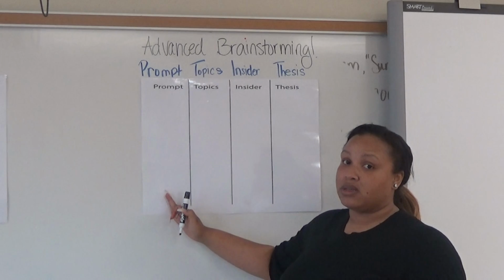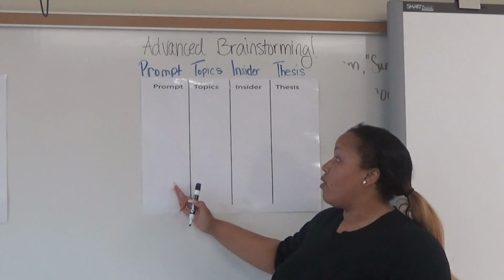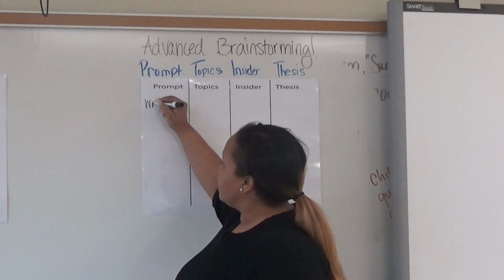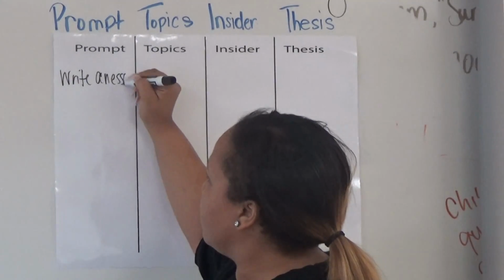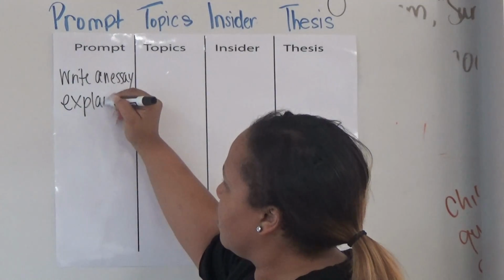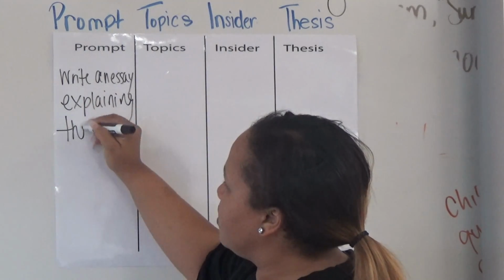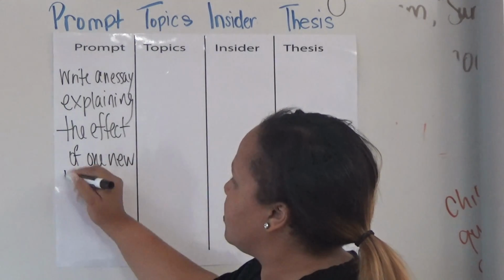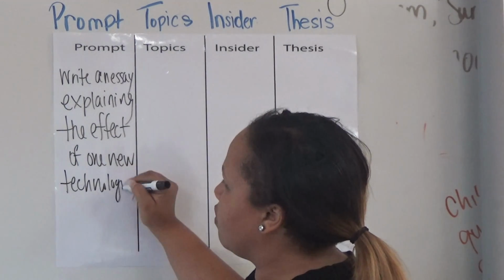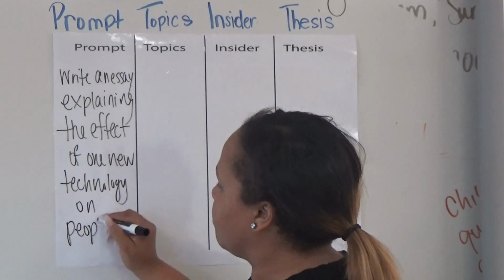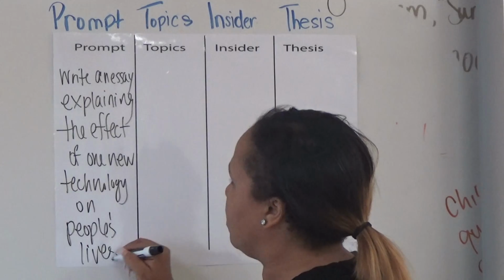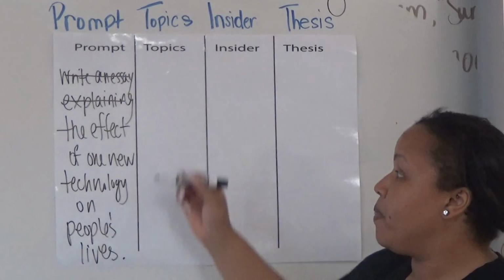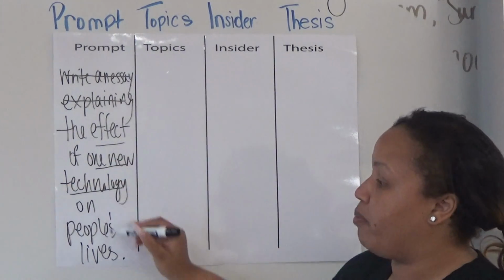The first step, prompt. You have to write out the prompt in order to analyze what words they're asking you to write about. So for this instance, write an essay explaining the effect of one new technology on people's lives. You already know to take out the 4 words that keep repeating. What's left? The effect of one new technology on people's lives.